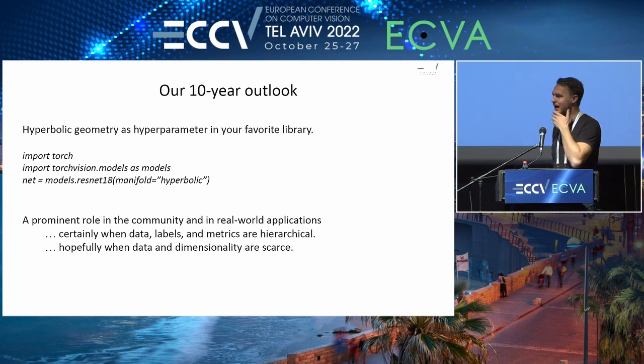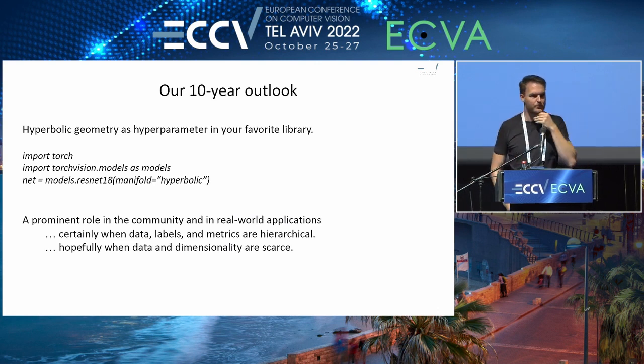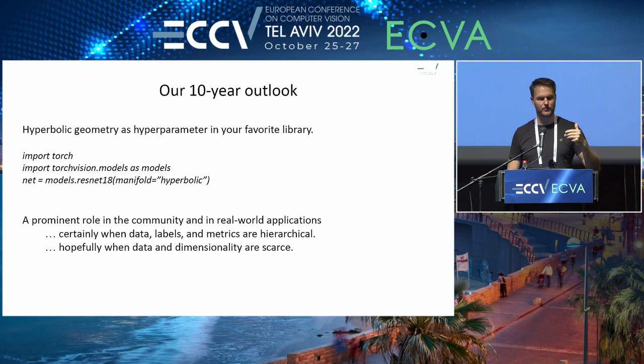More realistically, I hope and expect a more prominent role of hyperbolic geometry in both our community and in real-world applications, and especially when your metrics or data or labels are hierarchical. So if you want to avoid big mistakes, if you have these hierarchies, use them and then combine them with hyperbolic geometry. And hopefully, as much as possible, also with limited data and dimensionality. Ideally also with large scales, but that's of course a bigger problem.